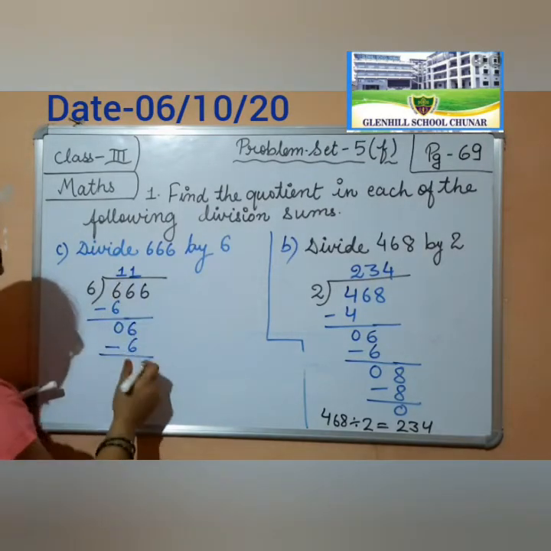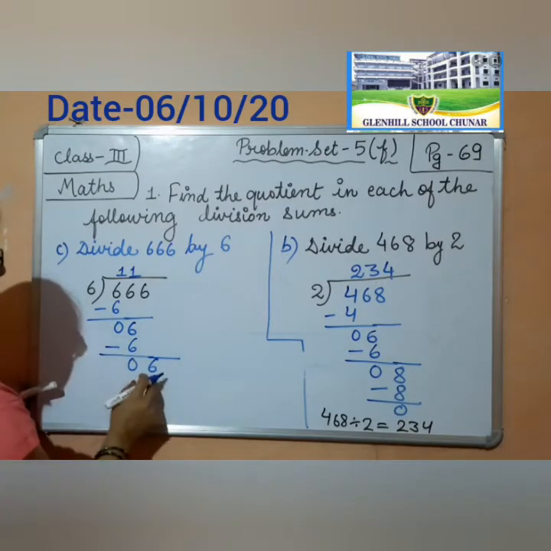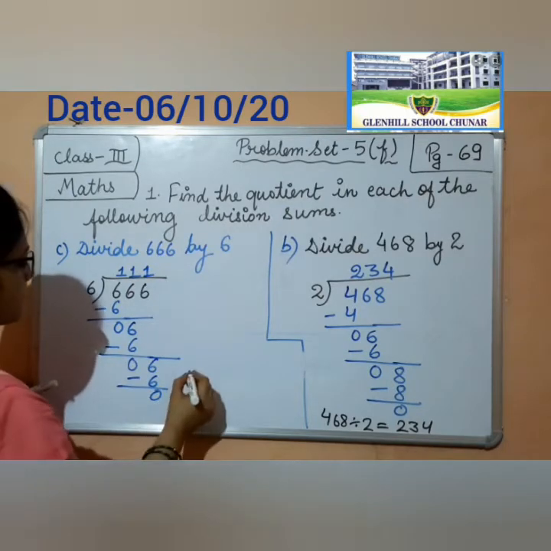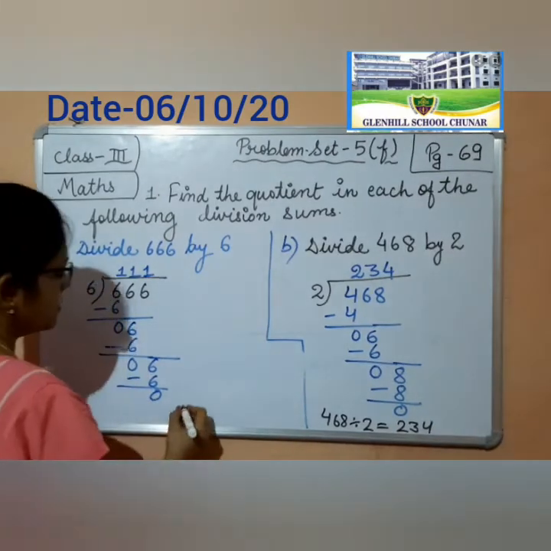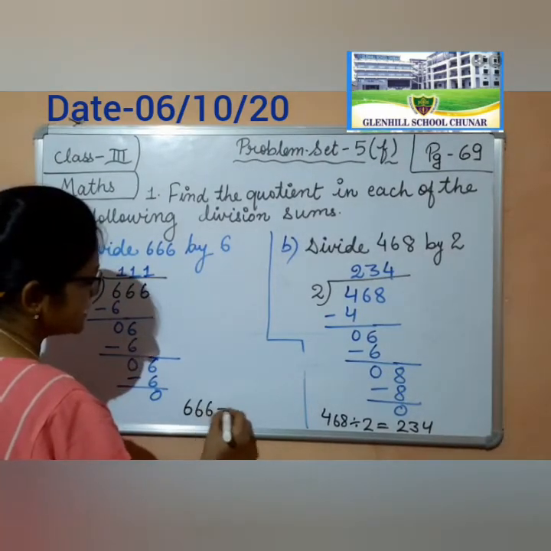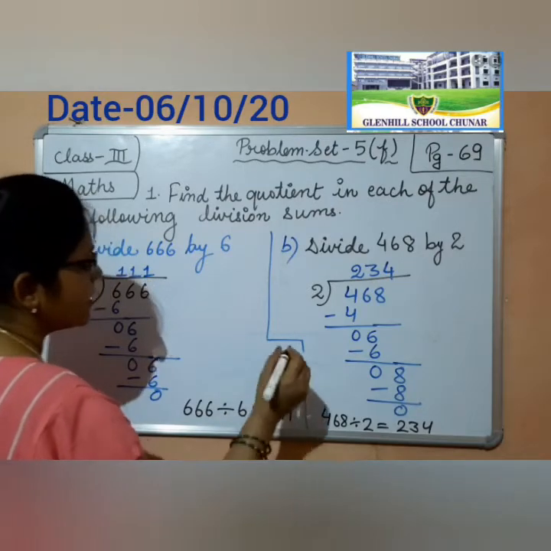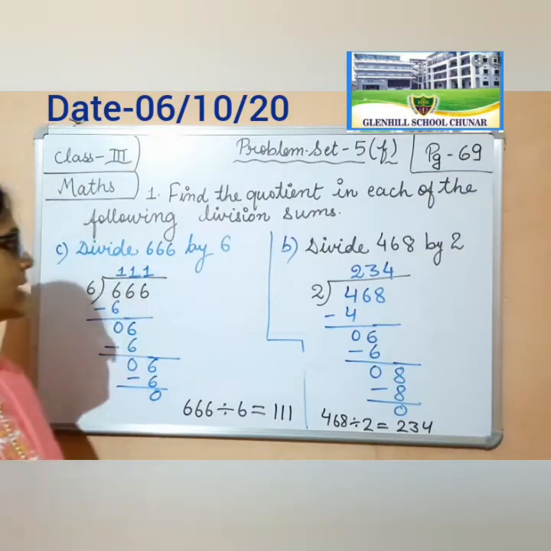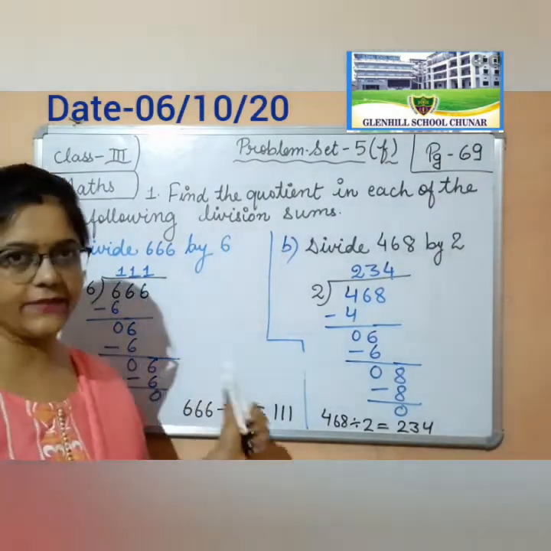Okay? 0. Again 0. Then here it comes 6. 1 time again. Okay, 0 means 666 divided by 6 is equal to 111, means 111. Okay, so these are the division sums.